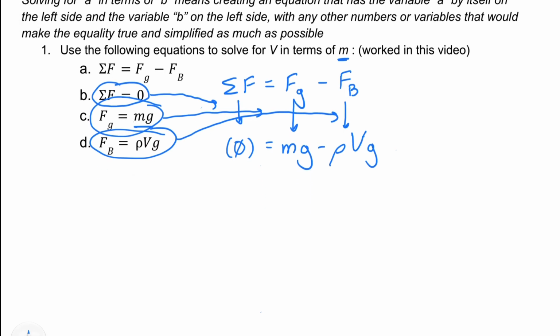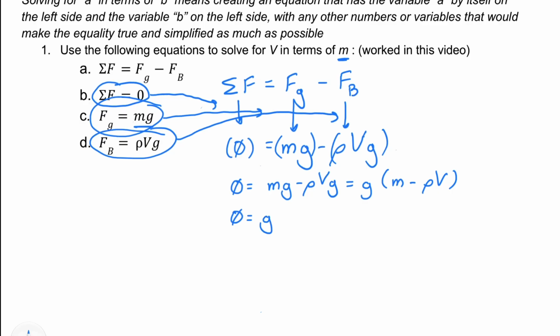I should have originally put things into parentheses, so I'm going to rewrite it, and we're going to pull any common variables out of the terms over on the right. So we've got 0 equals m times g minus rho times v times g. Another way we can write this is to pull the g out: g times m minus rho v. So let's rewrite all this as 0 equals g times m minus rho v.